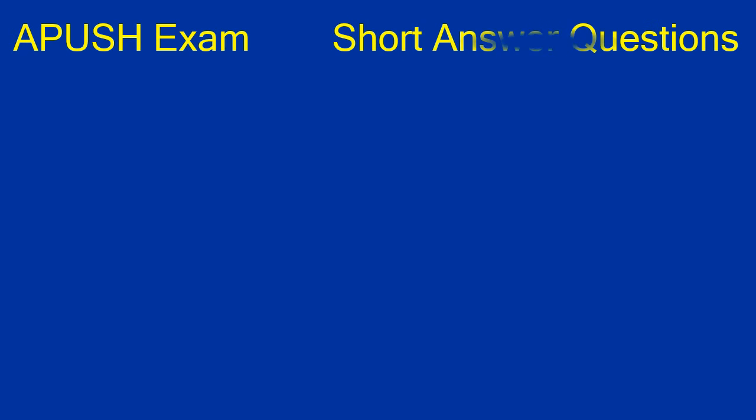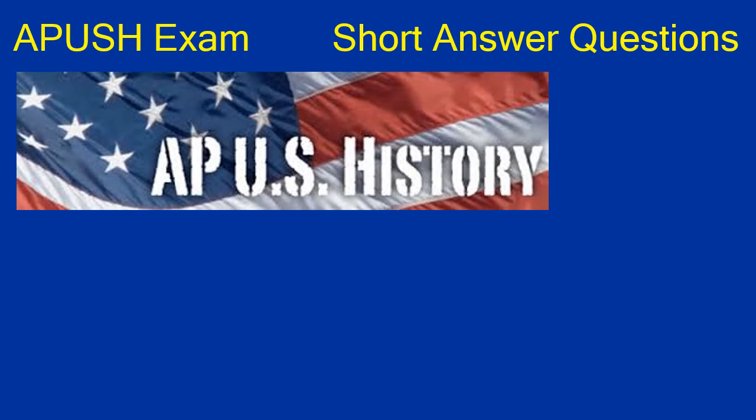The short answer portion of the AP exam is Part B of Section 1. It will have 3 questions and allow students 40 minutes to answer them. Some will have a stimulus, such as a quotation or an image.